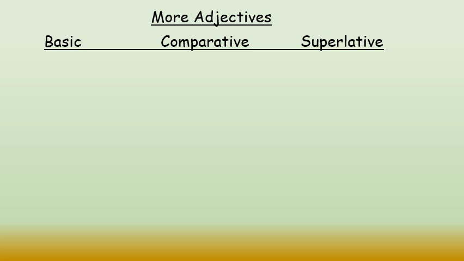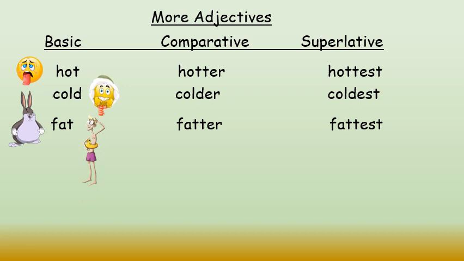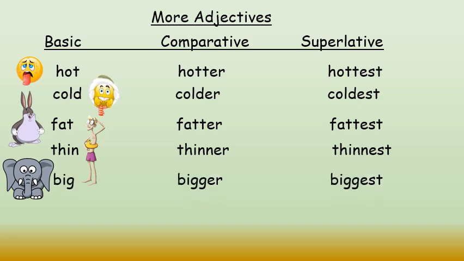More adjectives. The basic form, the comparative form, and the superlative form. Hot, hotter, hottest. Cold, colder, coldest. Fat, fatter, fattest. Thin, thinner, thinnest. Big, bigger, biggest. Little, littler, littlest.